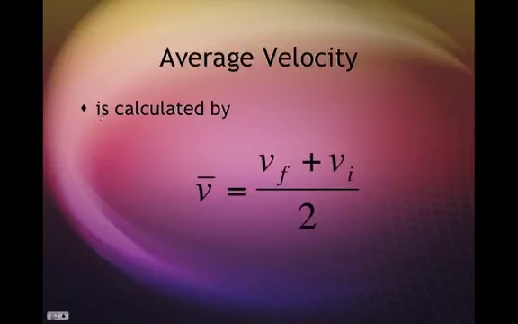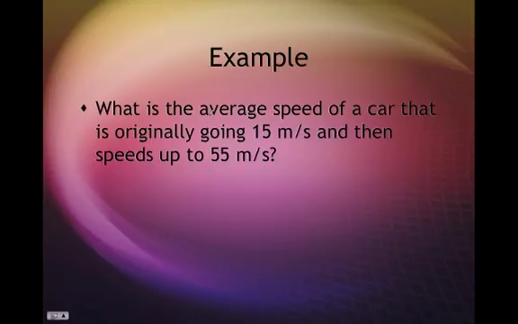Now for average velocity, this bar right here stands for average. To calculate average velocity, you take the final velocity and you add the initial velocity to it, and then you divide that total by 2. So it's just like taking an average of two things, which kind of makes sense. You have two different speeds, you divide by 2, it makes sense to get the average.